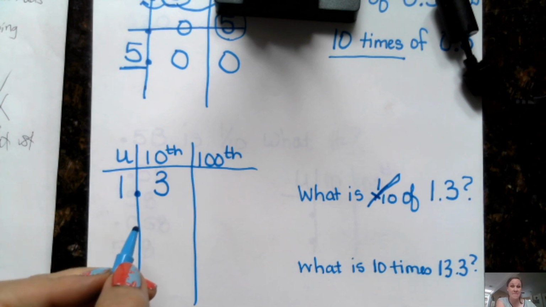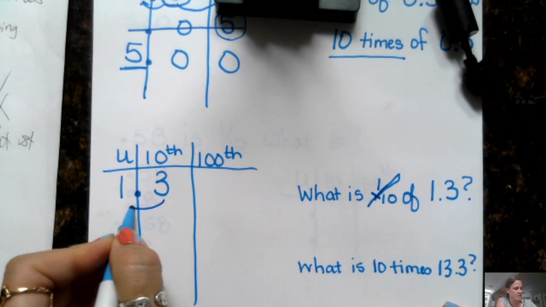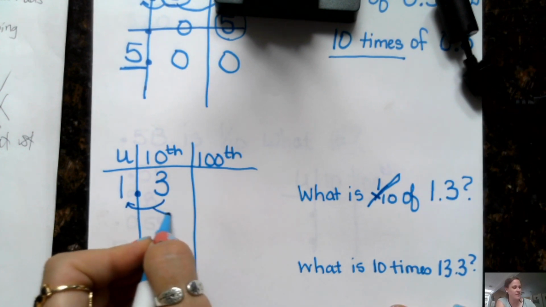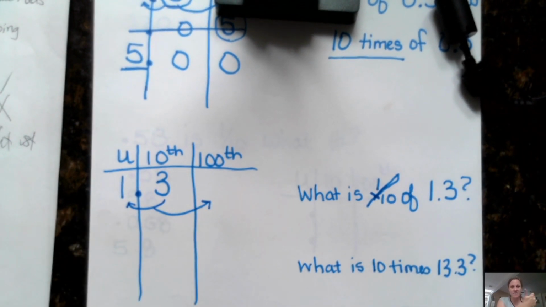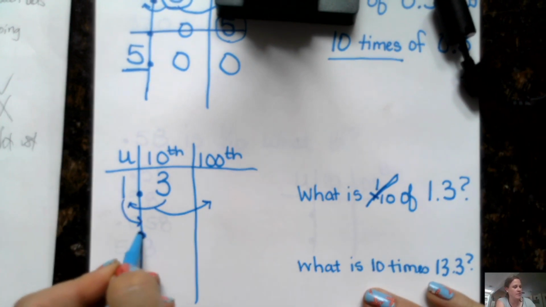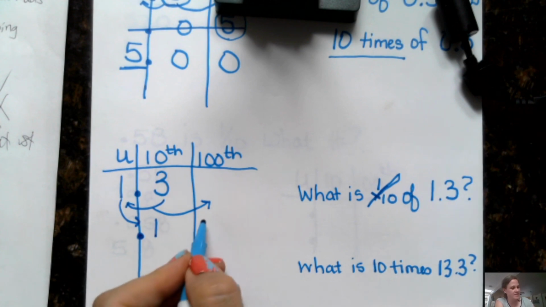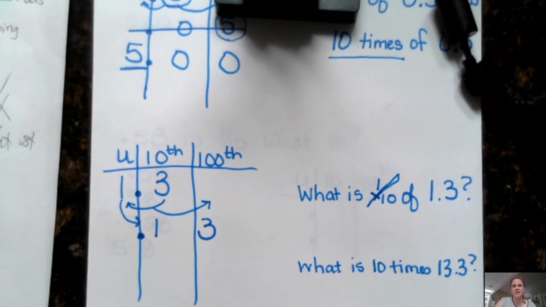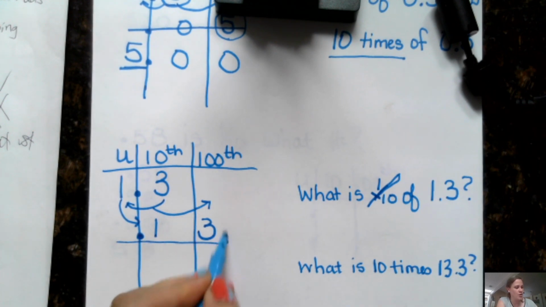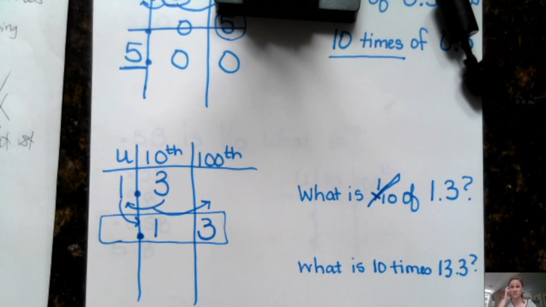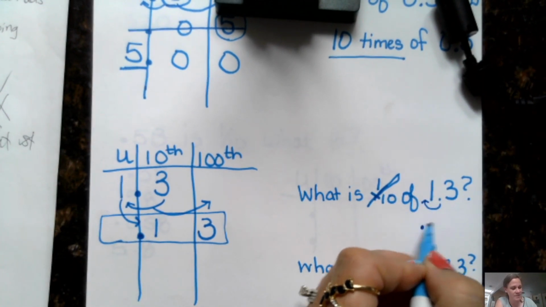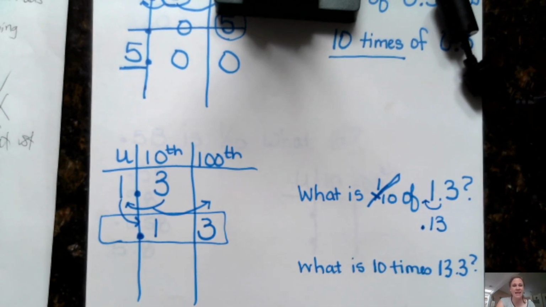If I want it to become bigger, I'm gonna shift this to the left, but I'm gonna 10th it, so I'm actually gonna shift everything to the right. So everything's gonna move one place value to the right. So this 1 is gonna come here, and this 3 is gonna become here. So instead of 1 3/10, it becomes 13/100ths.